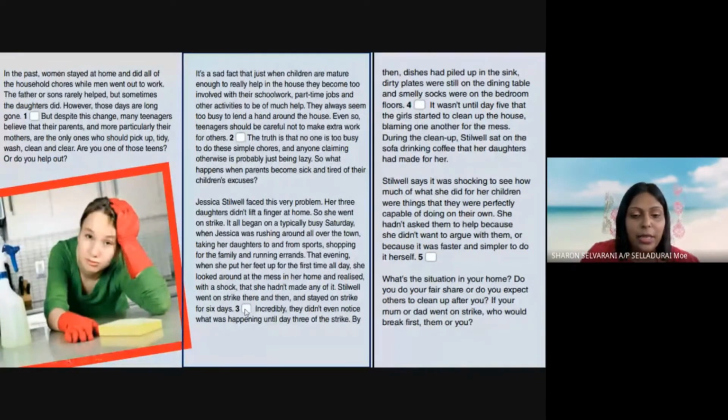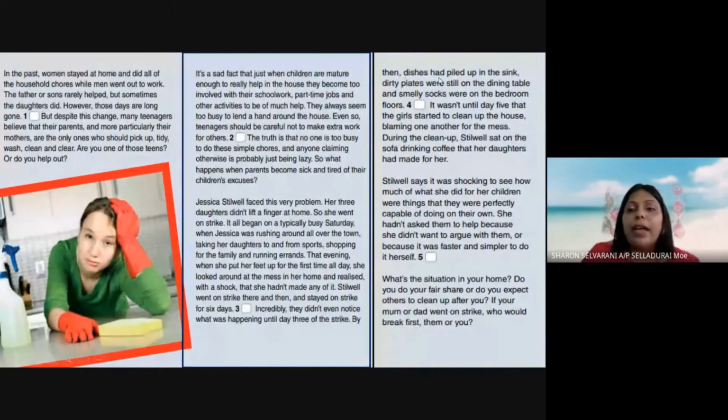Okay, let's look at this number 3. Incredibly, they didn't even notice what was happening until day 3 of the strike. Okay, you look at the children, the 3 girls. The mother went on a strike for 6 days and the daughters only realized it on the 3rd day. They were not bothered at all. Okay, let's look at the next paragraph.